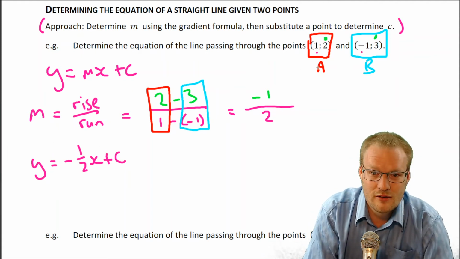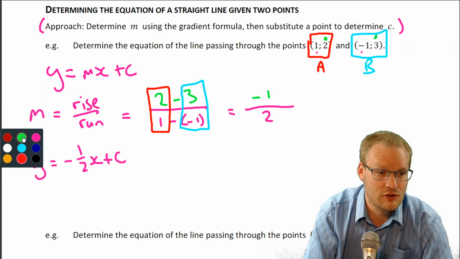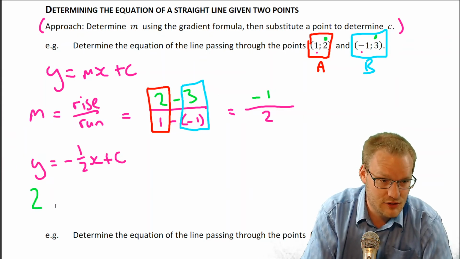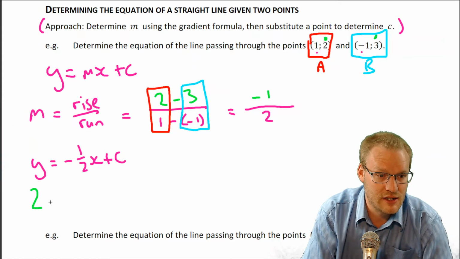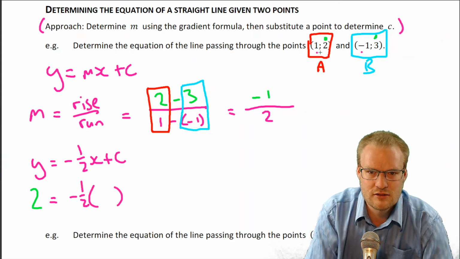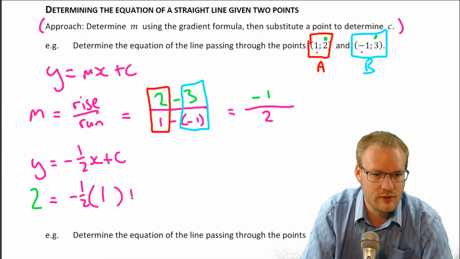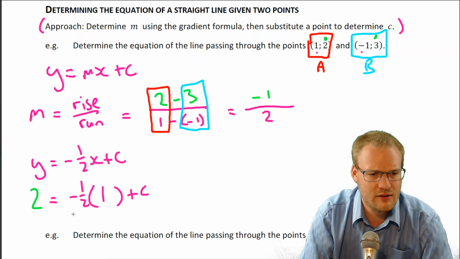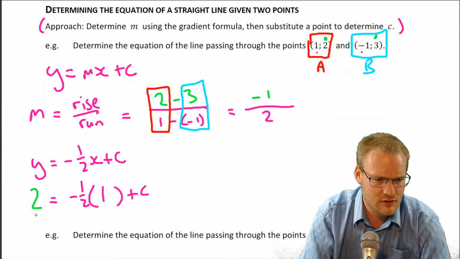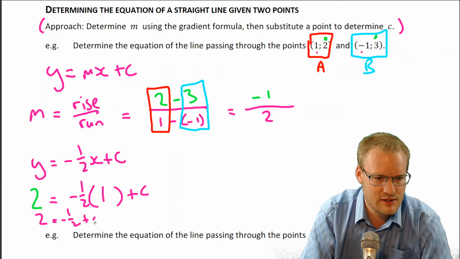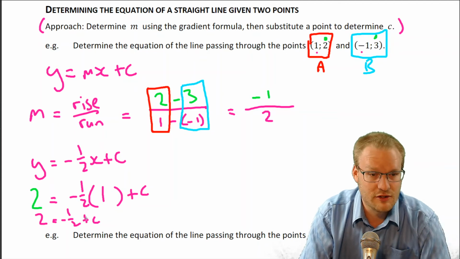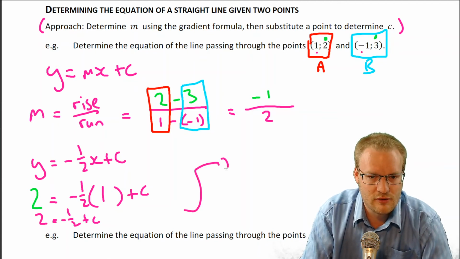So the y value is 2, so I'm going to replace that with a 2. Then we're going to say equals -1/2. What's the value of x? Well, the value of x is 1, so let's put a 1 in there. And we need a plus c. Okay, -1/2 times 1. So 2 equals -1/2 plus c. Add a half to both sides. So in my bad strategy here, I've got 2.5 equals c.